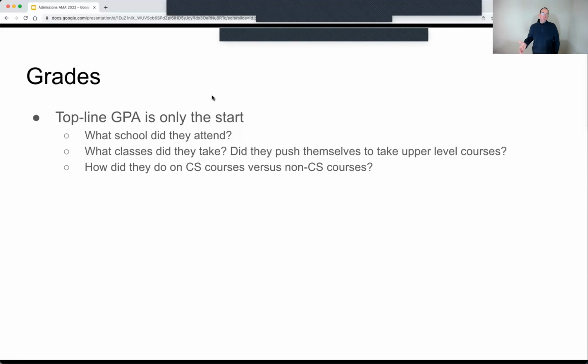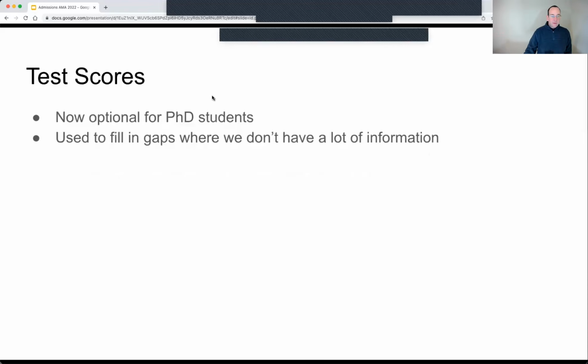And again, this is also normalized by opportunity. If you went to a school that has a graduate program in NLP, then you're going to have a lot of NLP classes available to you, and we're going to want to see, did you take those classes or not? Versus if you go to a liberal arts college, you might be lucky to have a class in NLP or a class in machine learning.